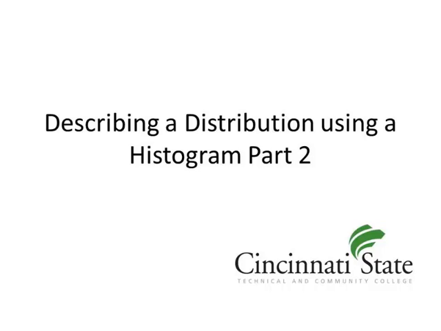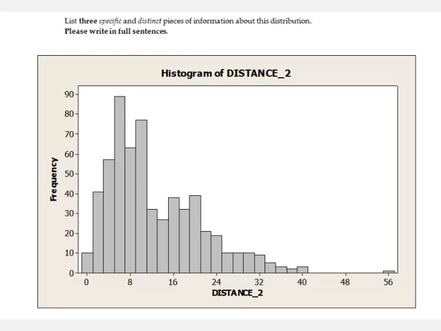In this video, we're going to discuss some more information about a distribution given a histogram. If you recall in our previous video, we learned that this distribution was what we call skew right. We also identified a possible outlier to the right.